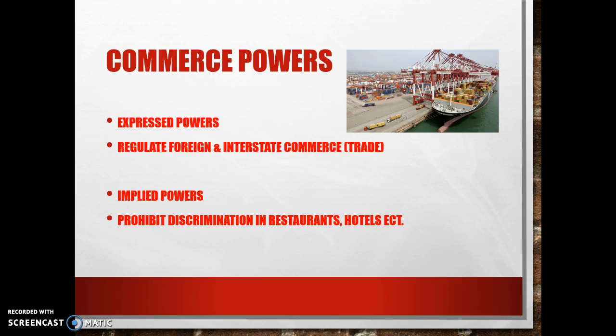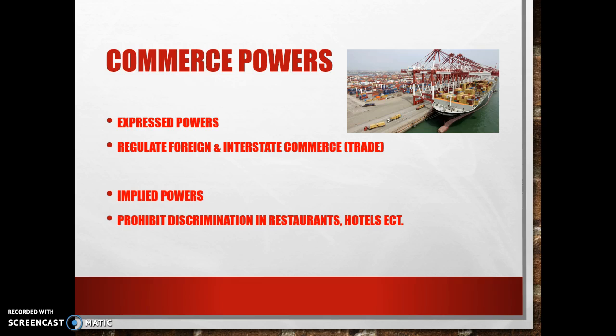Next up is commerce powers. Commerce is basically a big fancy word for trade. Express powers, powers that are written out in the Constitution, allow Congress to regulate foreign and interstate commerce or trade. So foreign, of course, is when we're trading with a different country like China or France. Interstate commerce is when we're trading among the states. So if we're trading with Georgia, we're trading with Alabama. Interstate commerce is also controlled by Congress.